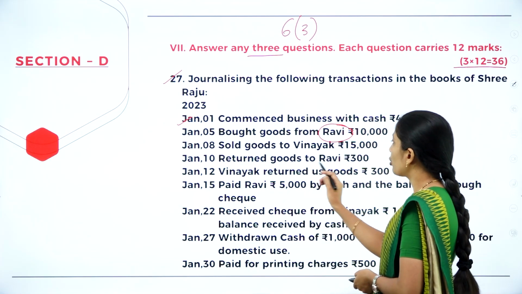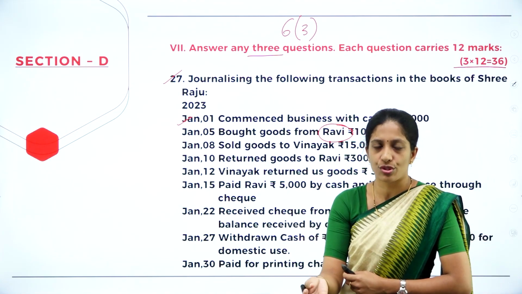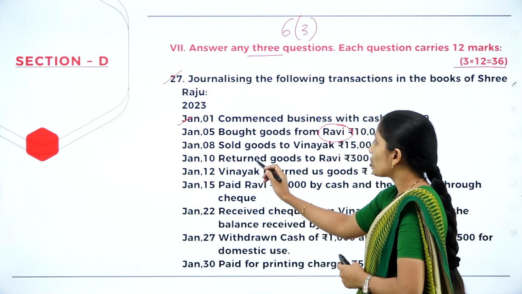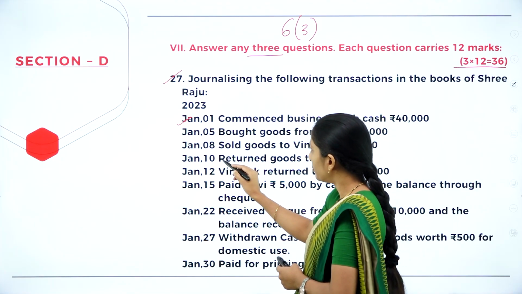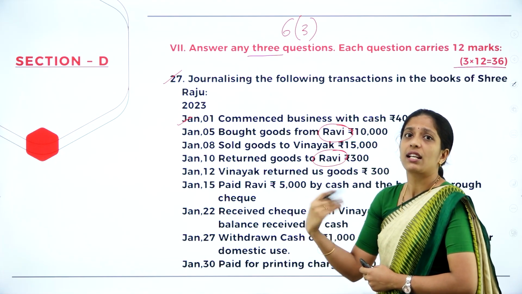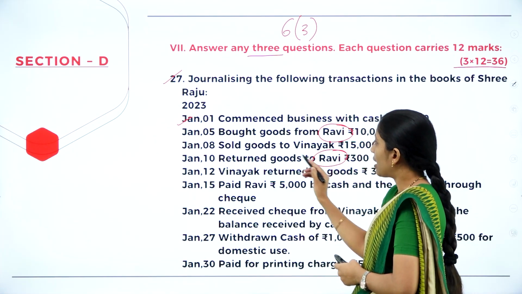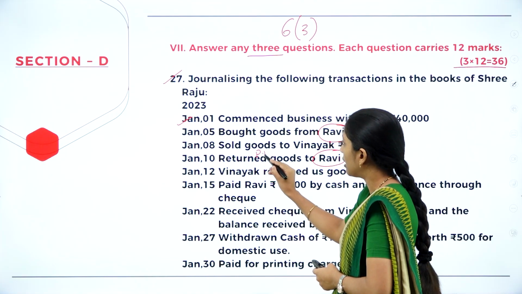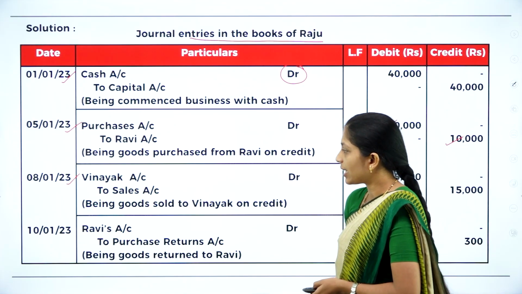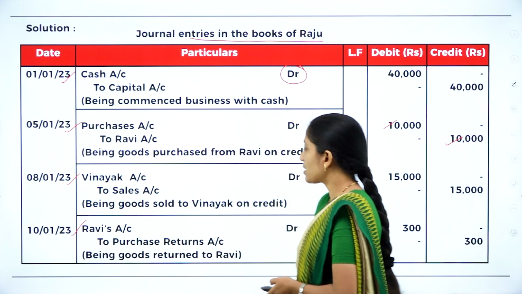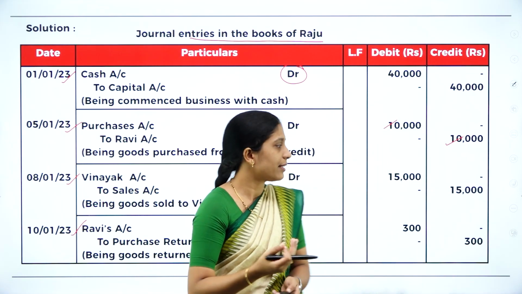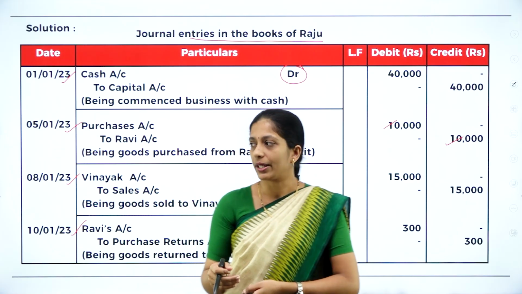Next is 10th, returned goods to Ravi. So we are returning goods to Ravi. Ravi is the one who is receiving the goods. Ravi's account debit to. So already what we have done? We have purchased from Ravi, correct? Now we are returning it back to Ravi. So Ravi's account debit to purchase returns account. When we purchase and return it back, it is purchase return. So let's see the entry here. 10/1/2023 Ravi's account debit to purchase return account, being goods returned to Ravi. And you will write the amount they have given, that is 300.